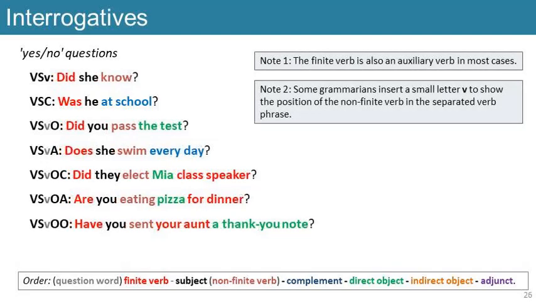Note that the finite verb is the auxiliary verb that is needed to form the question in English, except when the main verb is the verb to be, as in the VSC example here. And note also that some grammarians insert a small letter V to show the position of the non-finite verb in the separated verb phrase.